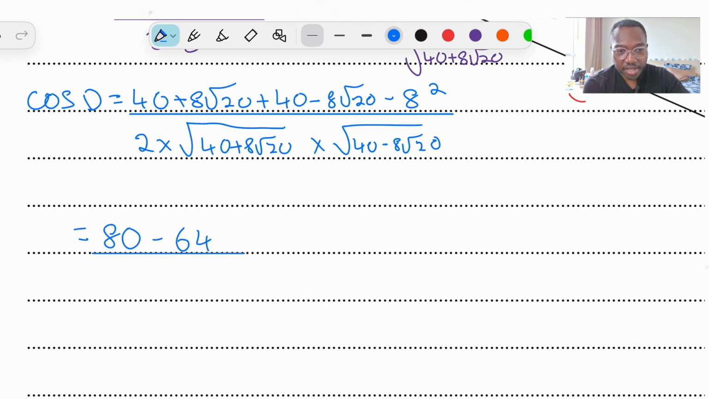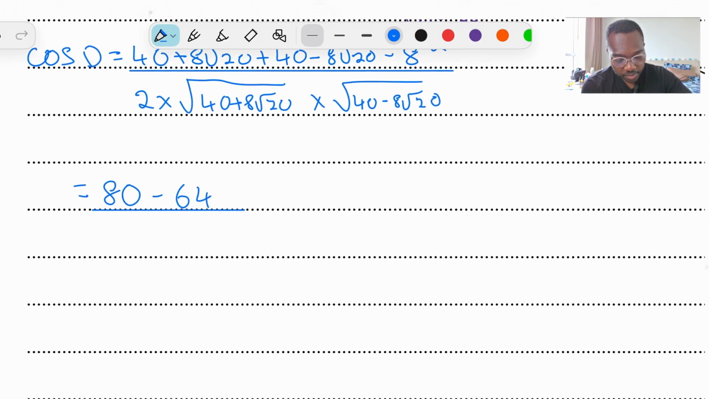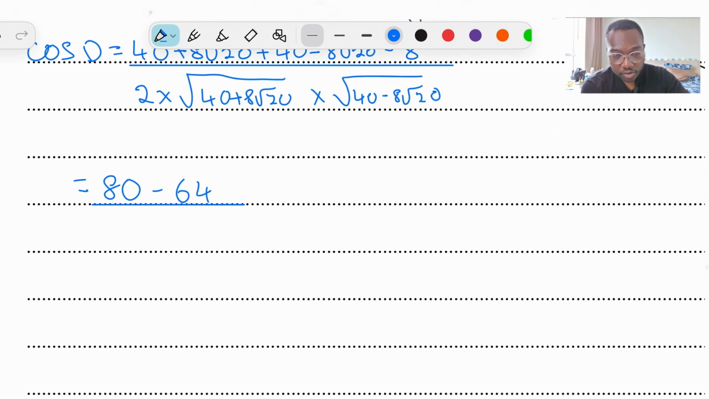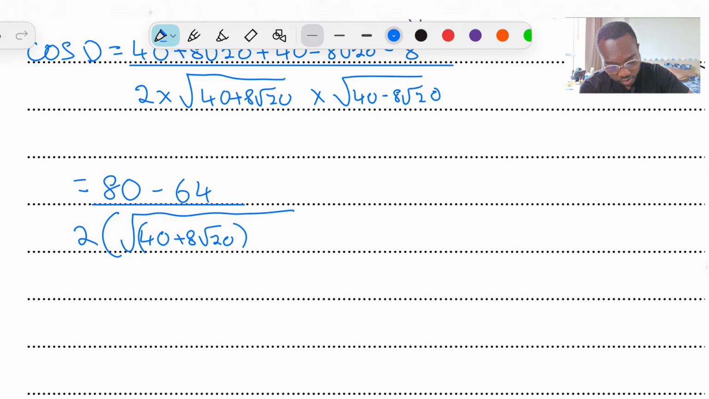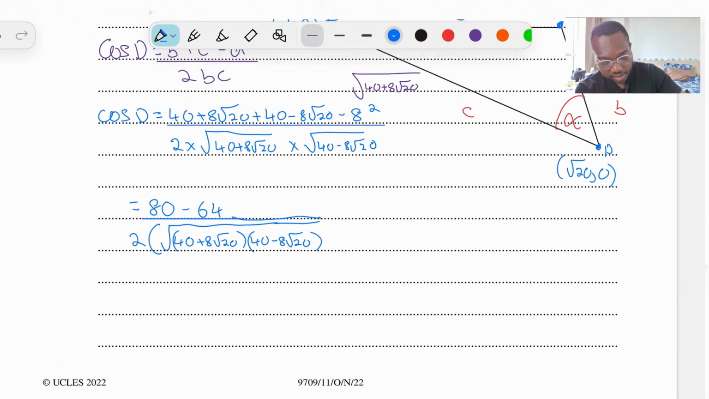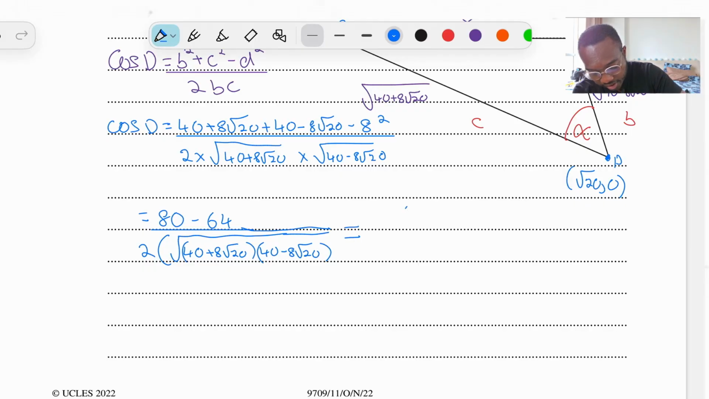So this is where it can get a bit more challenging. What I'm going to do is multiply the square roots by each other first, so we'll leave the 2 outside the brackets. Inside, when you have a square root like this, you can put everything over the square root: 40 plus 8 root 20, and 40 minus 8 root 20, all over the 80 minus 64. Then 80 minus 64 is 16.